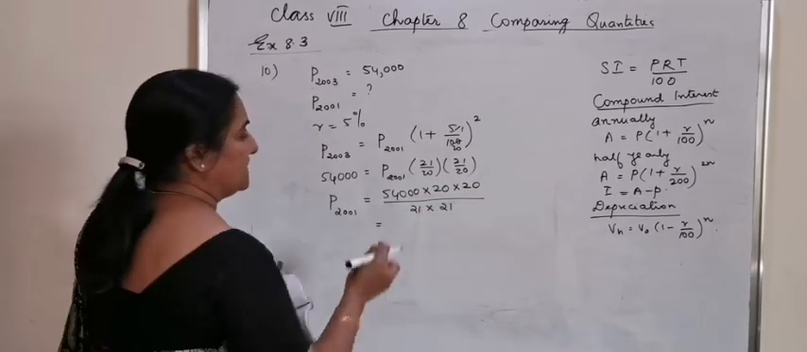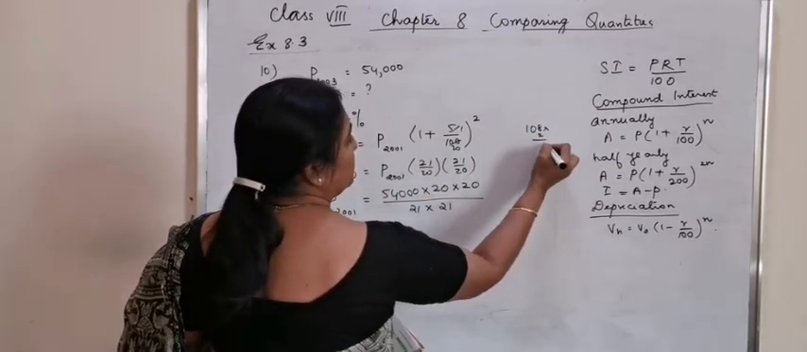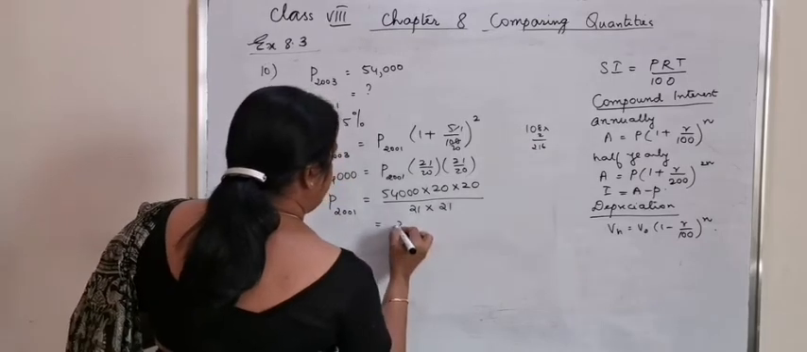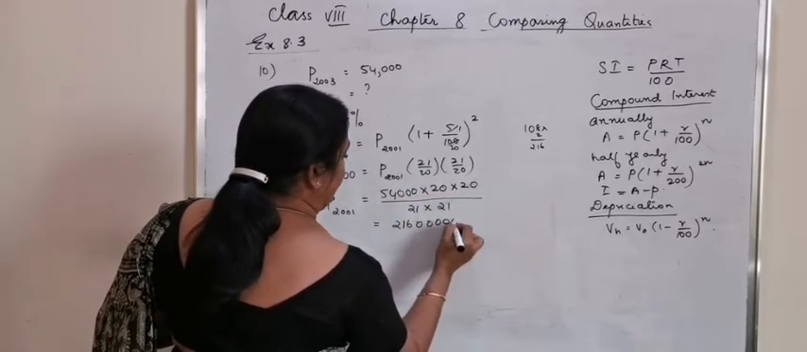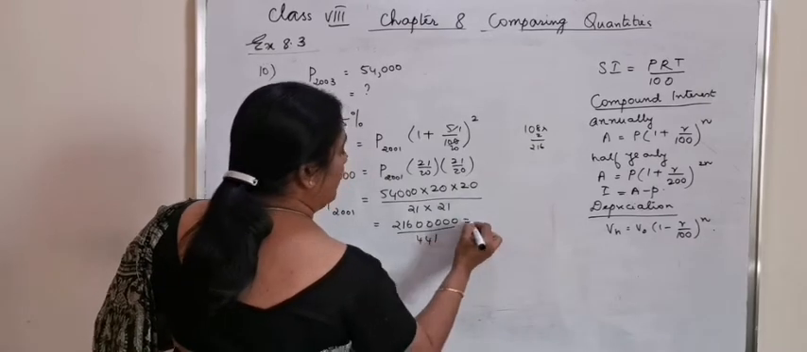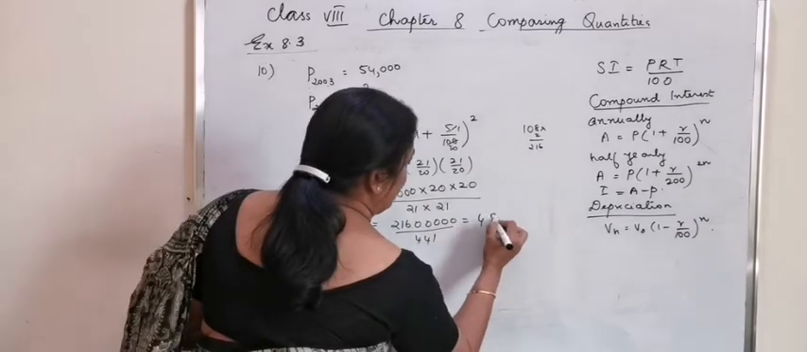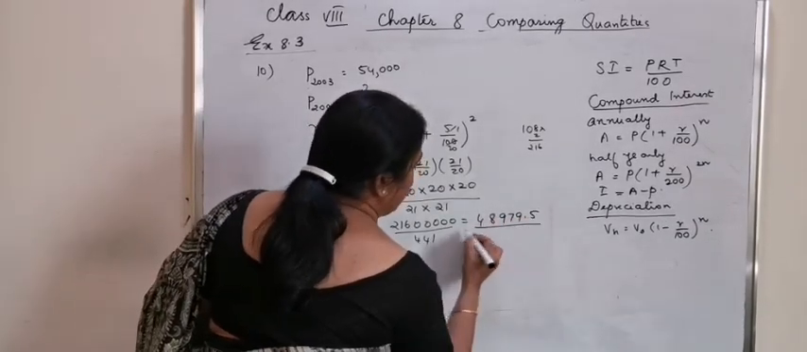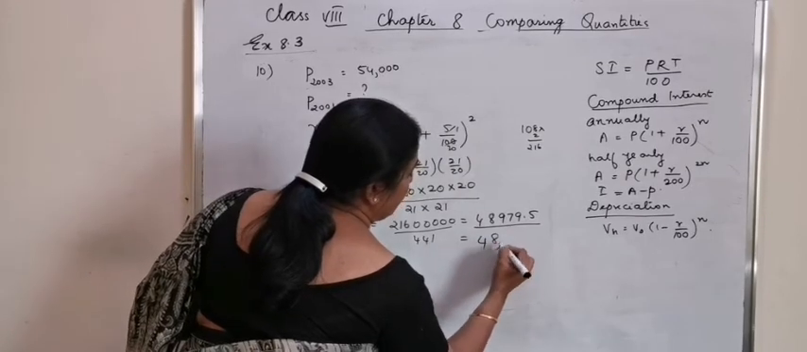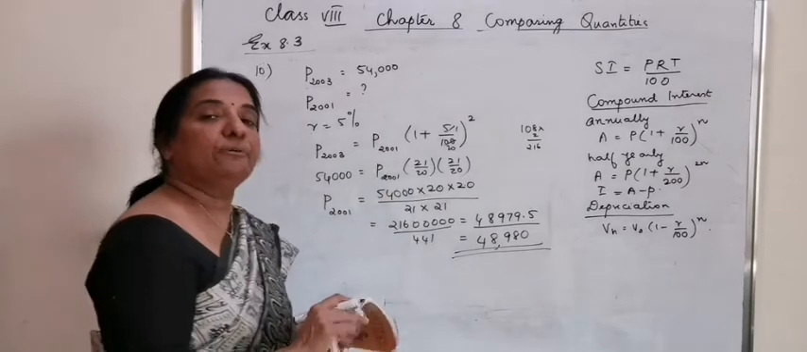That is 54 into 2 is 108. 108 into 2 is 216. Divided by 441. By division you will be approximately getting it as 48,979.5. Since it is population, we correct it as 48,980. That many number of people.